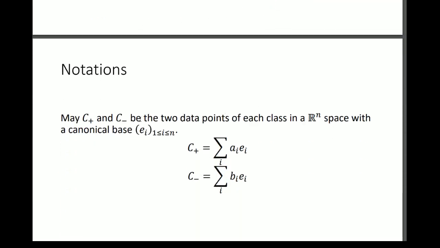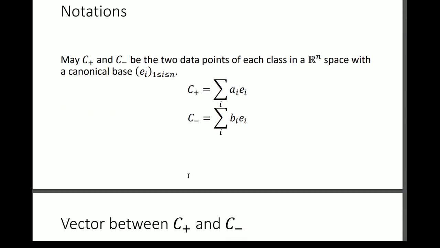So I note C plus and C minus the two data points from each class in a Rn space. So in a canonical base, I note it as a sum of AI, EI, with EI being the elements of the canonical base, and obviously we sum over n, but it's implicit. So we've got AI for C plus and BI for C minus.